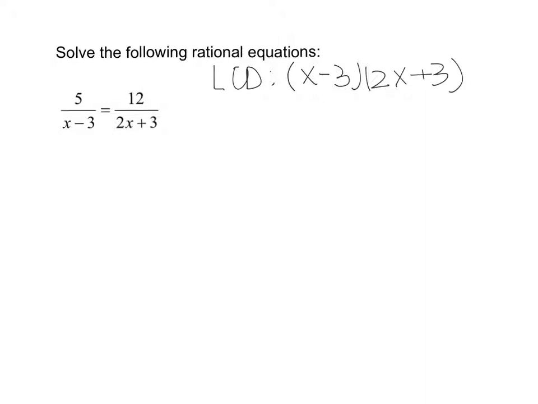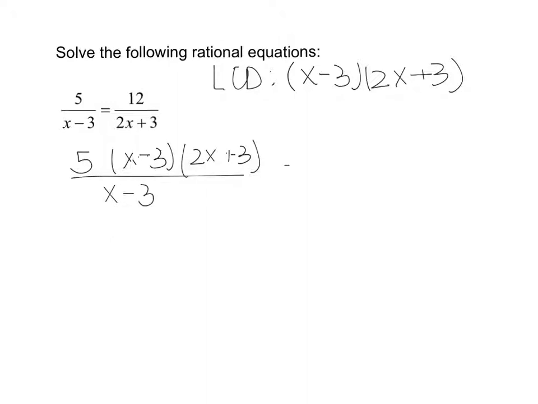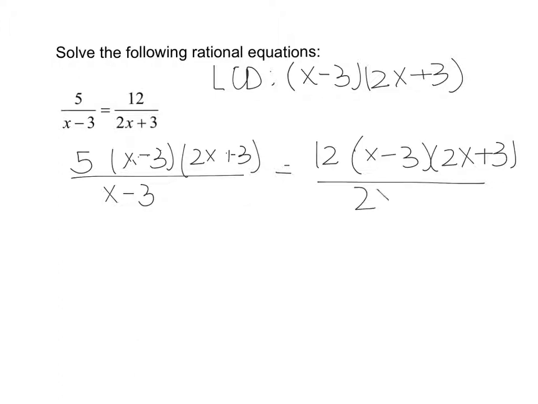So now we want to multiply our numerator by our LCD. So we get 5 times x minus 3 times 2x plus 3, which is all over x minus 3, equals 12 times our LCD x minus 3 times 2x plus 3 over 2x plus 3.